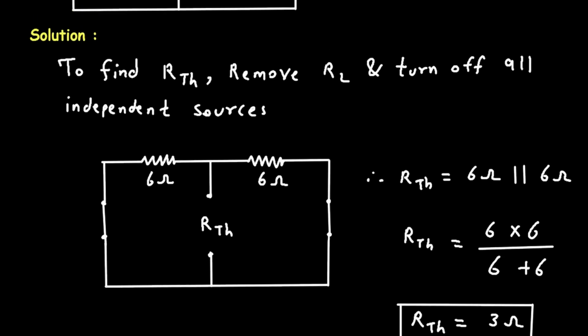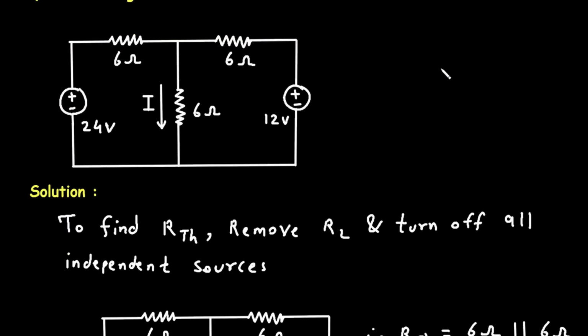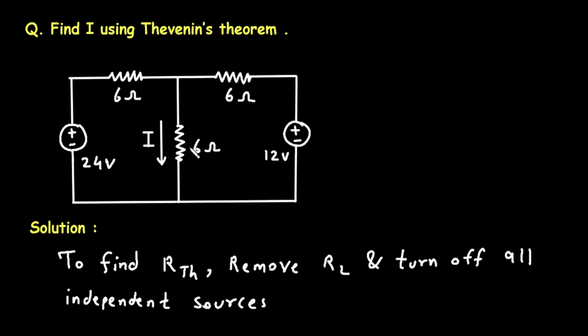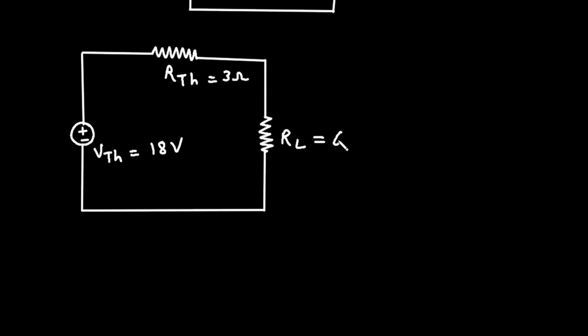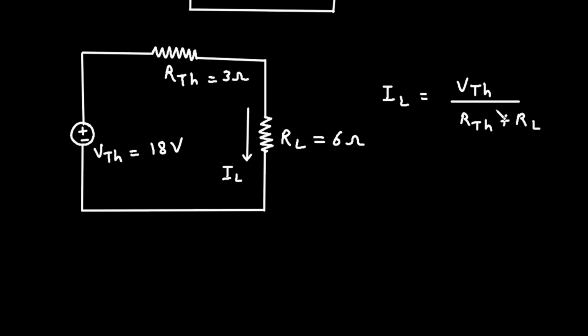And now what is RL? So here we can see we have to find the current through this 6 ohm. That means this is our load resistor. So RL is equal to 6 ohm. And this current is current IL. And the formula to calculate IL is equal to VTH upon RTH plus RL. This is the formula for finding this current IL.